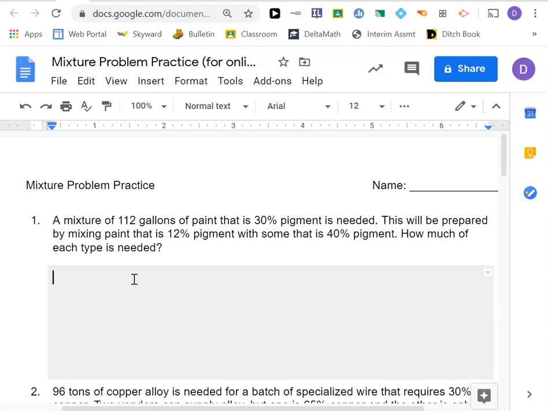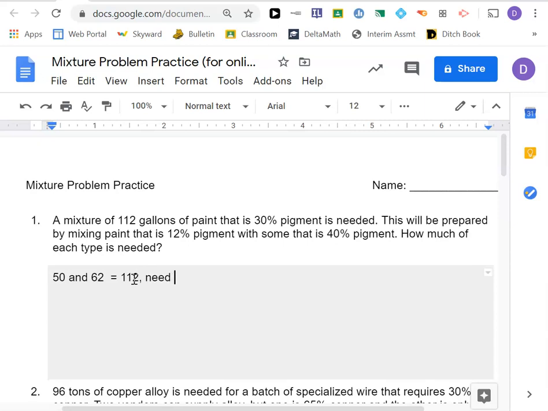So if I was going to guess, I could say, well, maybe it's 50 and 62. That'd work. But here's the question: does that give you the right amount of pigment for this paint? Okay. So that equals 112. But here's the problem: do I get enough pigment?